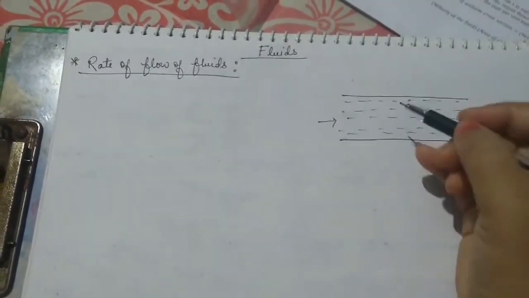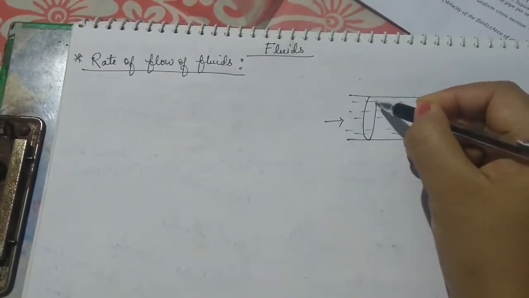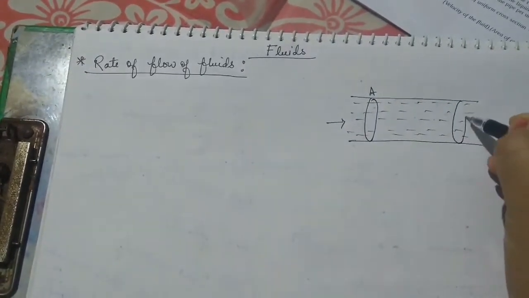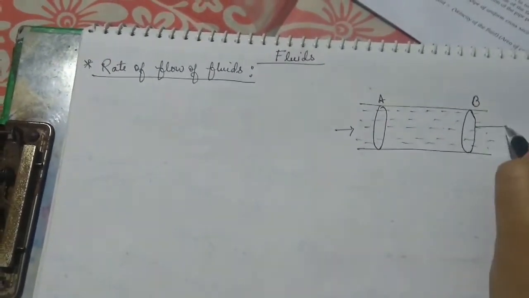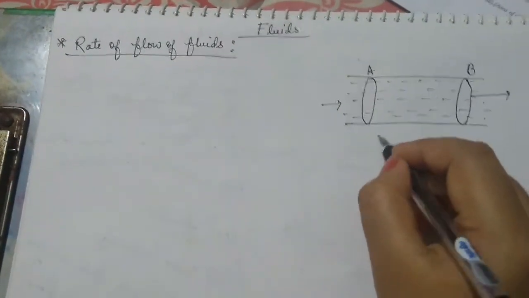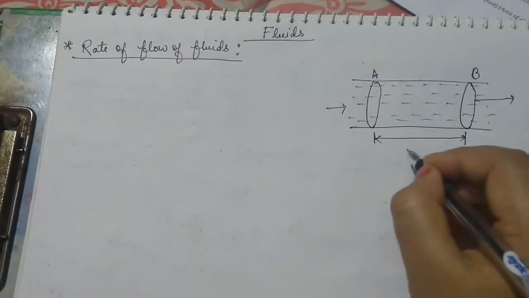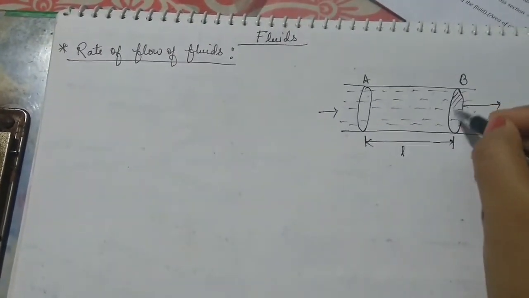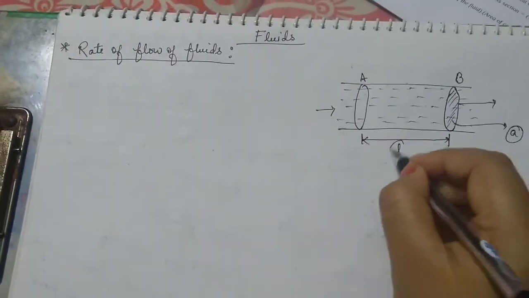And what I will consider in this particular whole tube, I will consider two sections, like this. This is one section, that is A, and another section, that is B. And liquid is flowing out like this. Suppose that this distance between section A and B is equal to, say, small l, and this area of cross section is equal to small a.